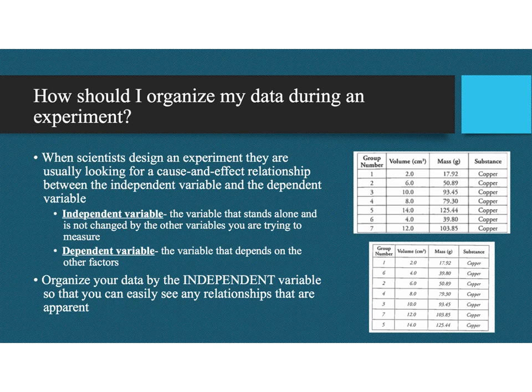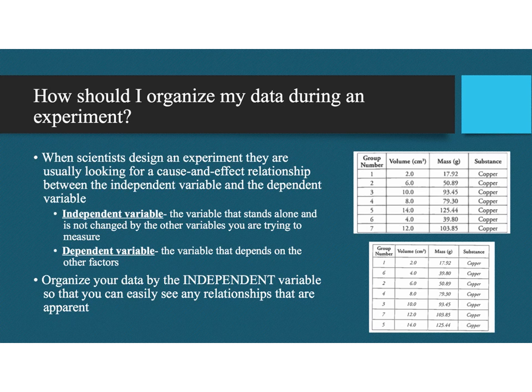at your data. So the first question is, how do I organize my data during an experiment? Because good data organization is going to allow you to see the trends and patterns in your data and help you to answer the question that's being asked. So when scientists design an experiment, they're usually looking for a cause and effect relationship between the independent variable and the dependent variable. So, if you're talking about plant height versus how much water you give them, it would be a cause and effect relationship.